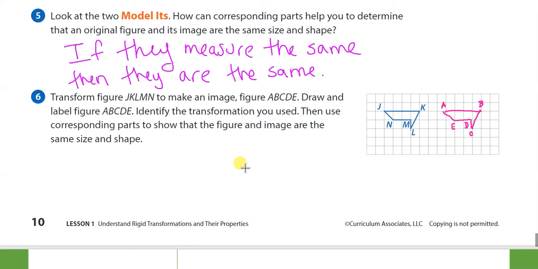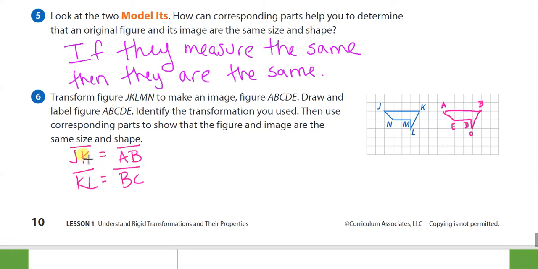Alright, now we need to use the corresponding parts to show that the figure and image are the same size and shape. We don't have to do all of them. I mean, you should do all of them, but we're not going to do all of them because, you know, that's a lot of writing. So let's just look at a couple of them. We're going to do line JK is equal to line AB. We've got line KL is equal to line BC.